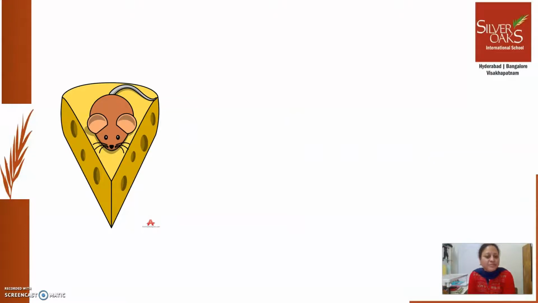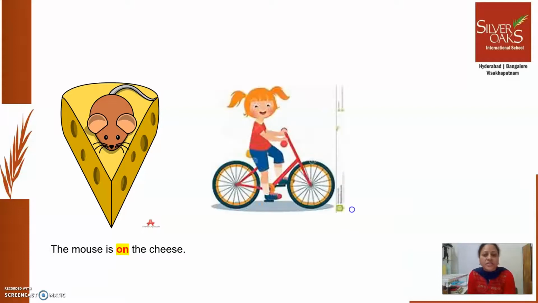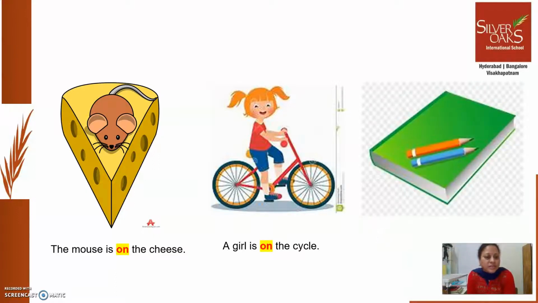Where is the mouse? It is on the cheese. On. See, I am sitting on a chair, right? So the stand is on the table. The books are on the table. On. The mouse is on the cheese. Girl is on the cycle. She's sitting on the cycle. On. Where are the pencils? On the book. The pencils are on the book. So the preposition on is telling us the position of various things here. On is also a preposition.